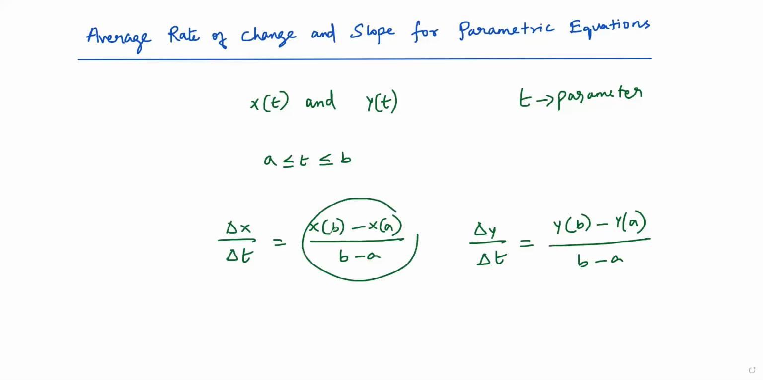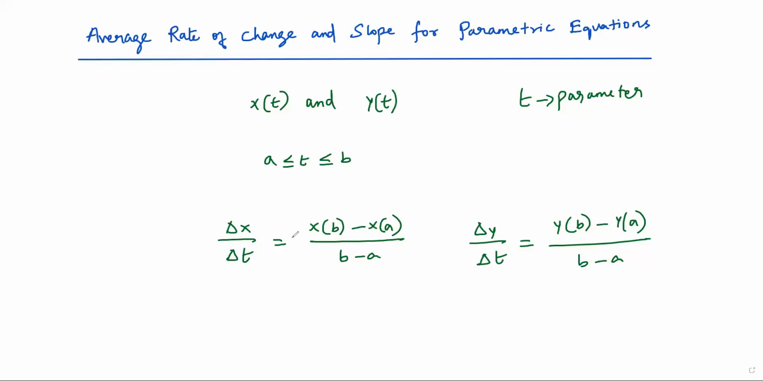For the first formula, to find the value of x of b, you have to plug t equals b into the first parametric equation defined by x of t. And to get x of a, we plug t equals a into the same equation. The same thing we have to do to find the average rate of change for y of t.